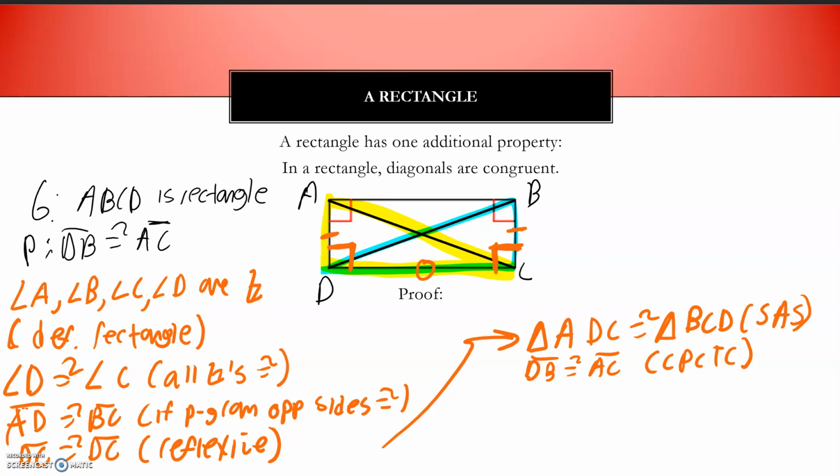But again, the important things to remember for rectangles: they are parallelograms, so they share all the same properties, and in addition, they have the 4 right angles, and the diagonals are congruent.